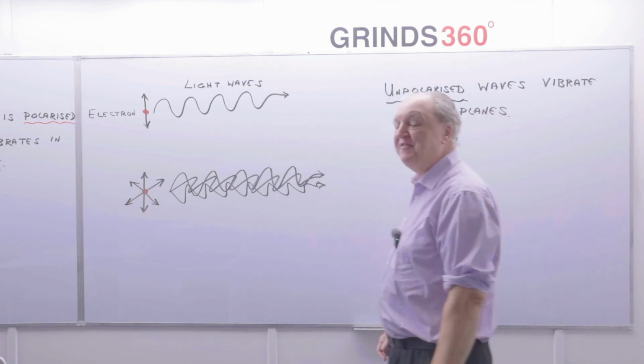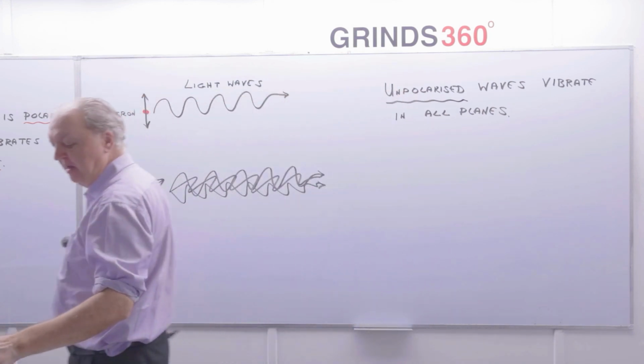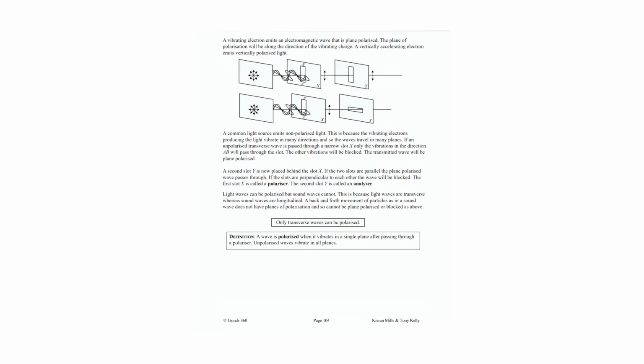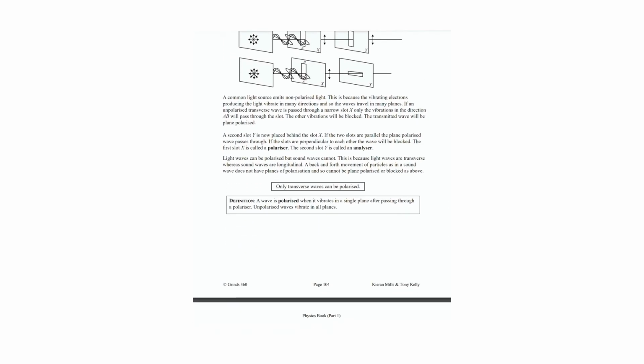So you've got that definition in your notes. Here's your definition at the bottom of the page. A wave is polarized when it vibrates in a single plane. It says after passing through a polarizer. We'll see that in a minute. Unpolarized waves vibrate in all planes.